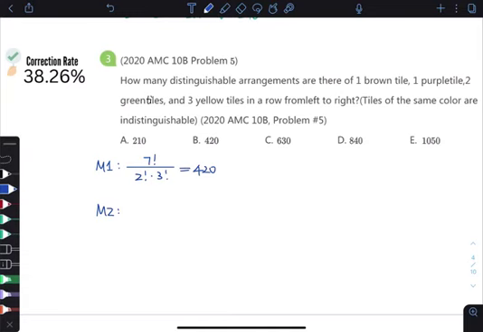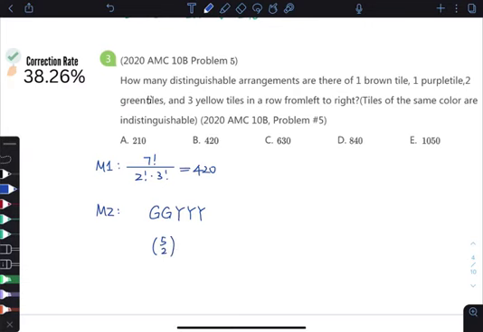Alright, let's think about another way. First consider the 2 green tires and 3 yellow tires. Let me write it down. You have 2 green ones and 3 yellow ones, and you would like to put them in a row. That's equivalent to having 5 places, and you need to choose 2 places for the green tires, and the rest of the places are for the yellow tires. So you need to choose 2 from 5.